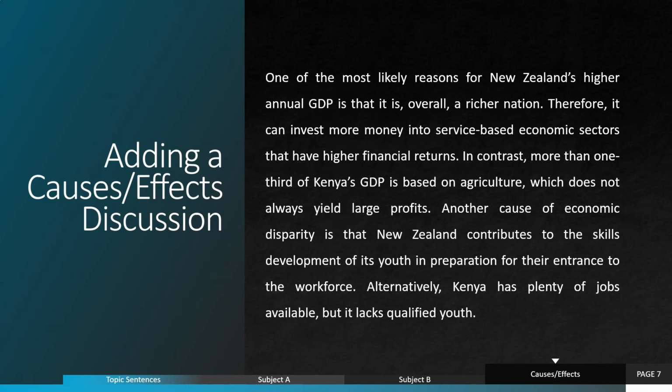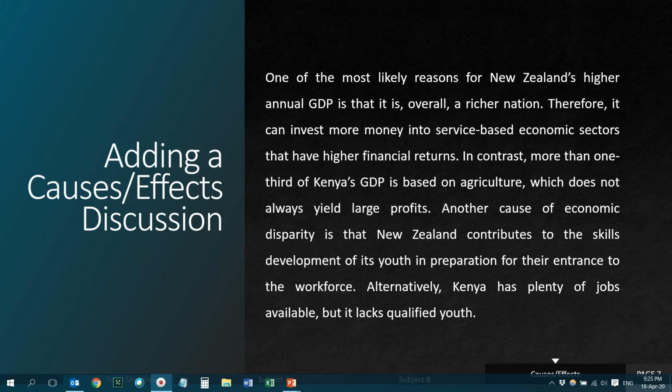The last part of each paragraph in your body section will look at the possible causes and effects of the similarities and differences between the two subjects. So let's look at this example. One of the most likely reasons for New Zealand's higher annual GDP is that it is overall a richer nation. Therefore, it can invest more money into service-based economic sectors that have higher financial returns. In contrast, more than 1/3 of Kenya's GDP is based on agriculture, which does not always yield large profits.